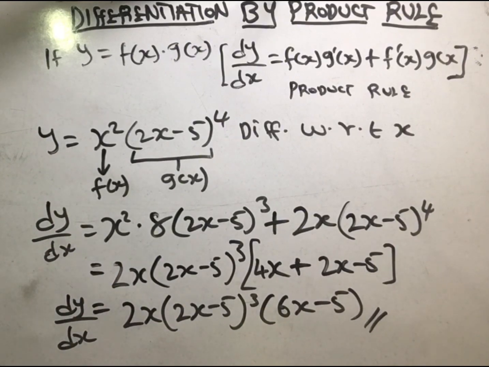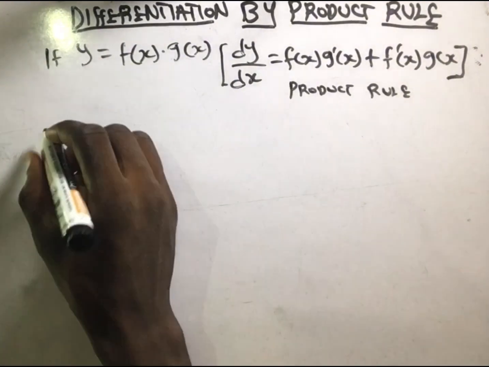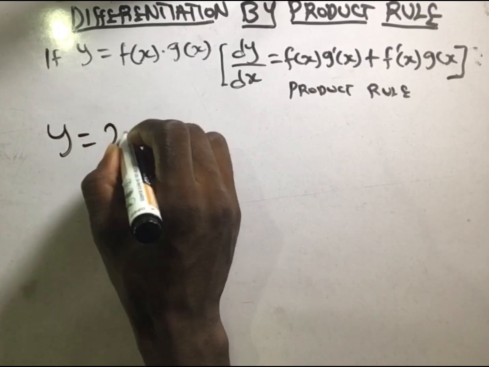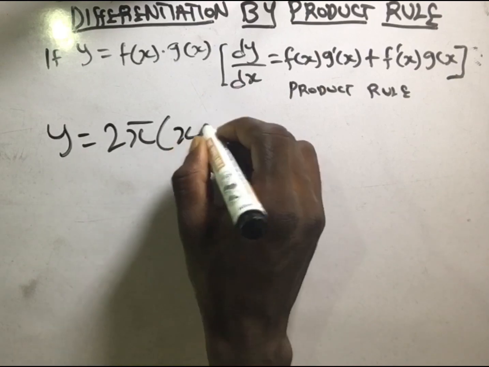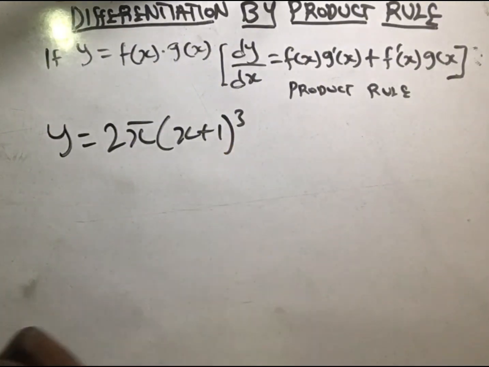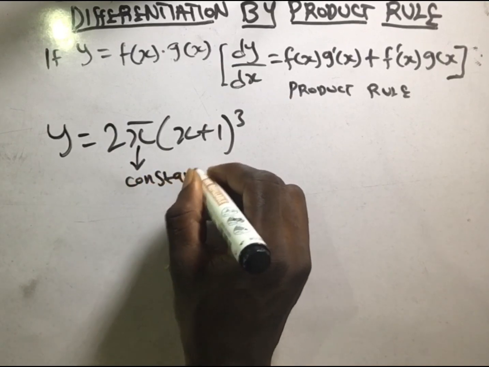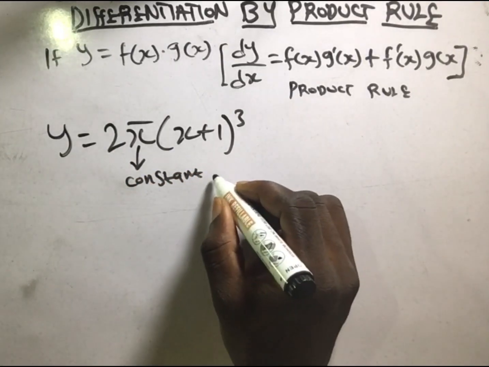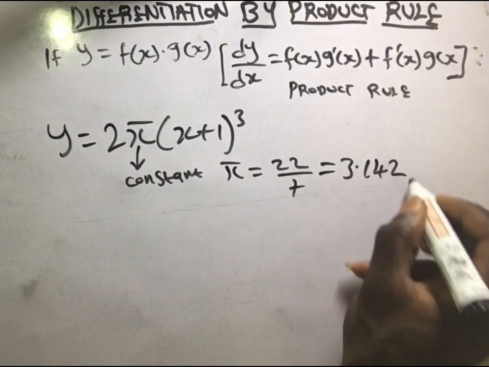And I said earlier that you cannot use product rule when you have a constant multiplied by a variable. Whenever you have y equals 2 pi, open bracket, let's say x plus 1, to the power of 3, just take note that you cannot apply product rule here because, first of all, pi is a constant and not a variable. You get, right? Pi is a constant. Mathematically, pi is equal to 22/7, right? Or 3.142, right? So it's a constant.